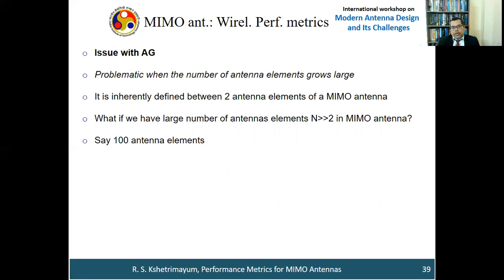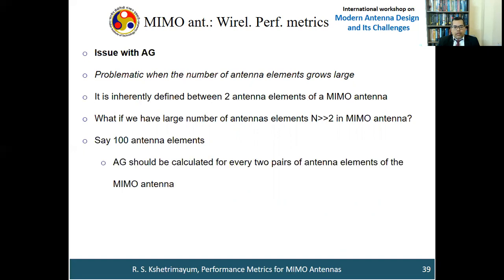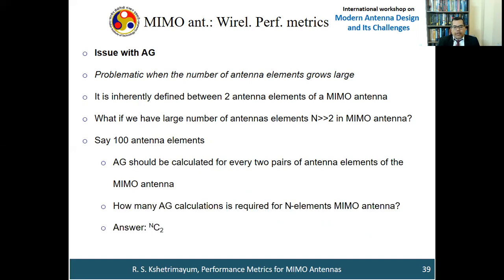So the number of antenna elements keeps on increasing. The definition of array gain for a 2-element MIMO antenna is very cumbersome to use for large antenna arrays, such as 100 elements. How many array gains do you have to calculate for every pair of antenna elements? It is decided by a parameter called NC2, where N is the total number of antenna elements. Combinatorial of 2, we are selecting a pair of antennas.